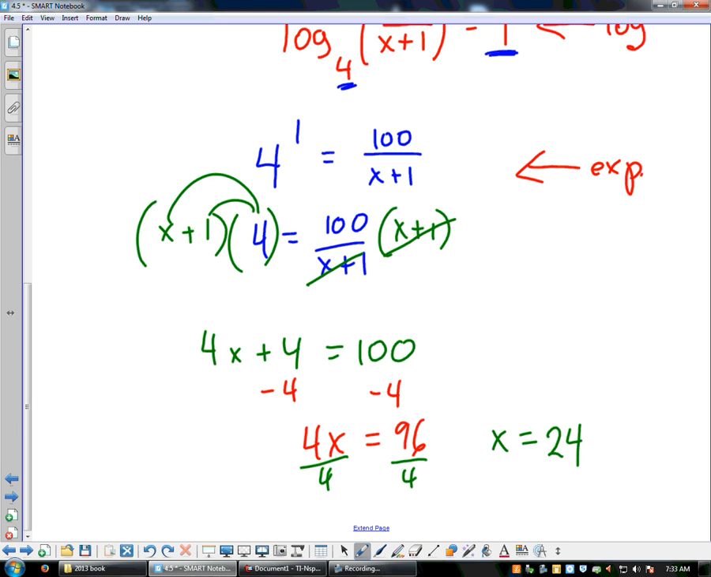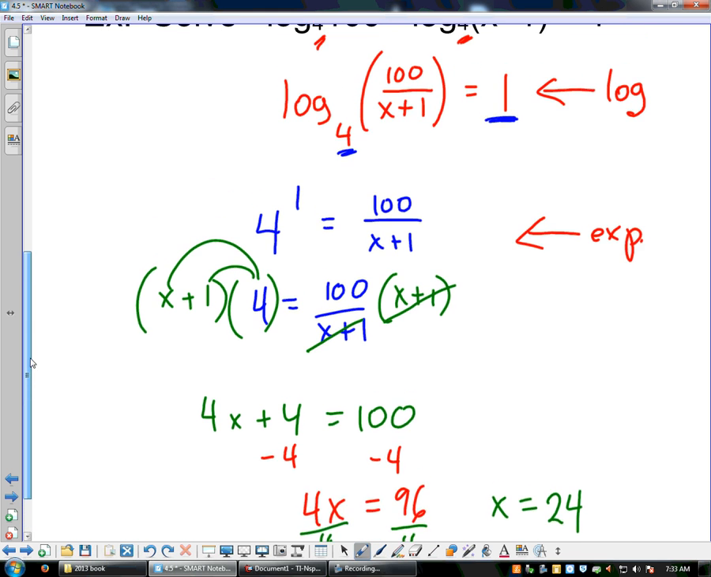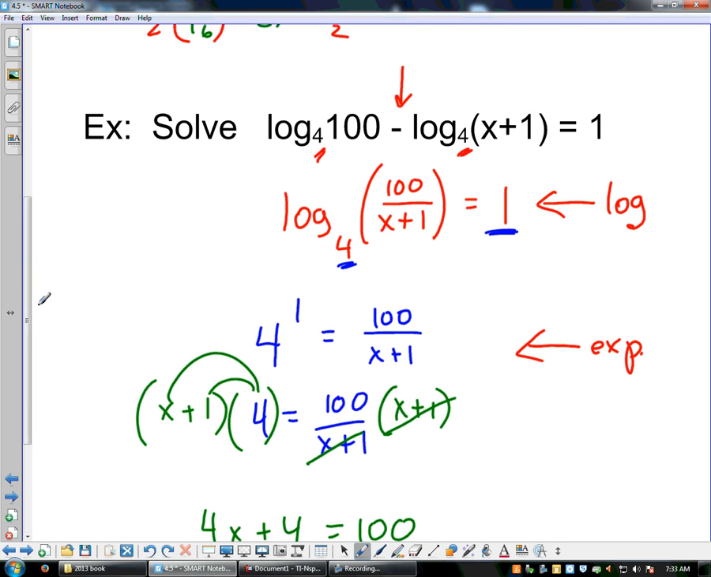All right, so that is how to solve a logarithmic equation that might have two logs in it with a subtraction.